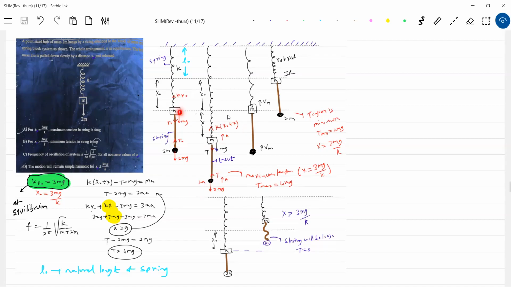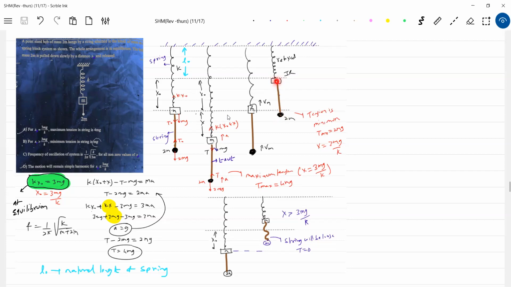Again, when it comes to the mean position, they have a common speed, Vm and Vm. Okay, leave it here. Now, because of velocity, it will start ascending up. So somewhere, let me take this particular position here. So if x is equal to 3mg by k, shall I say it will come to this position.